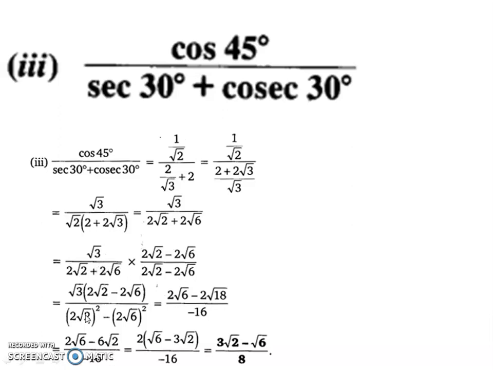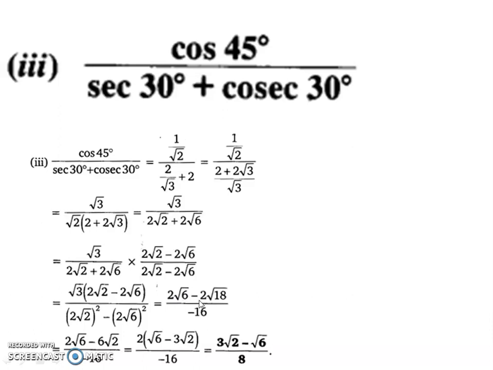Let's see. Now, 2 root 2 the whole square is 2 square is 4. Root 2 square is 2. So, 4 into 2. And 2 root 6 the whole square. 2 square is 4. So, root 6 square is 6. So, what did you get here? Here 4 into 2, 8. 8 minus, here what did you get? 4 into 6, that is 24. You will get 8 minus 24, that is minus 16.